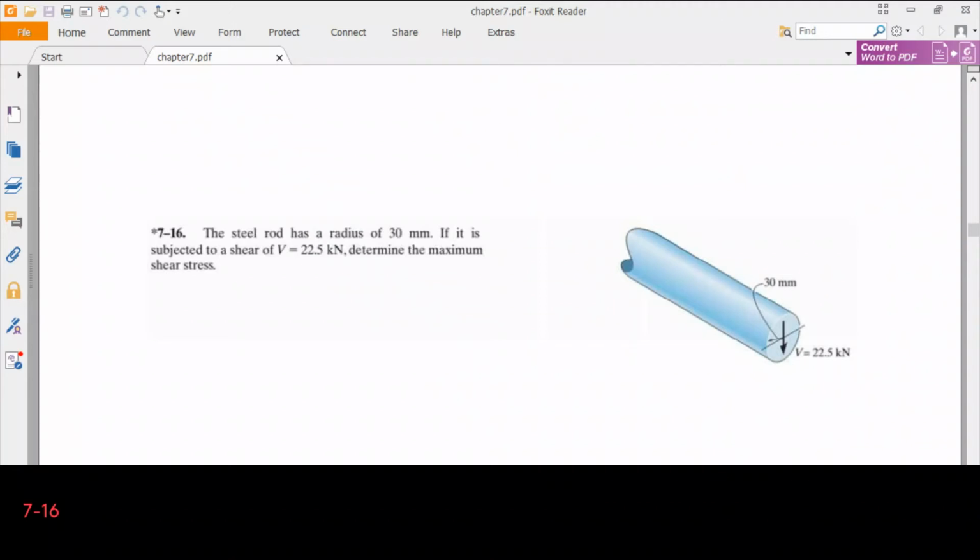Now our question is 716. The steel rod has a radius of 30 millimeters. If it is subjected to a shear of V = 22.5 kilonewtons, determine the maximum shear stress.